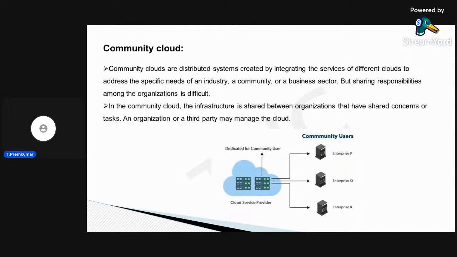The community cloud is a distributed system created by integrating the services of the different clouds to address the specific needs of an industry, a community, or a business sector. But sharing the responsibility among the organizations is difficult. In the community clouds, the infrastructure is shared between the organizations that have shared concerns or tasks, and organizations of the third party may manage the cloud. The diagram shows the community cloud where the different enterprises and different users are all interconnected within a single server, that is a single community user with a dedicated provider.